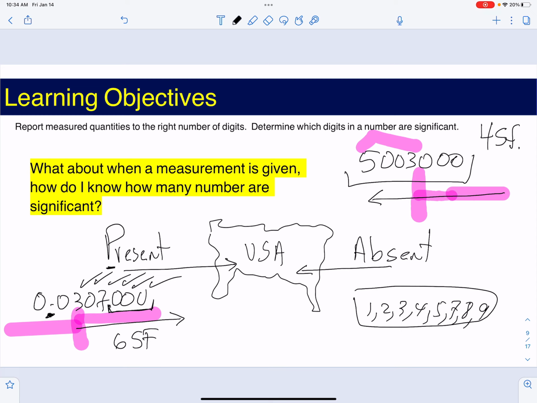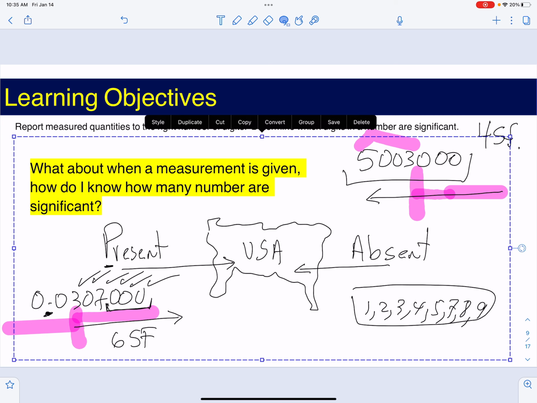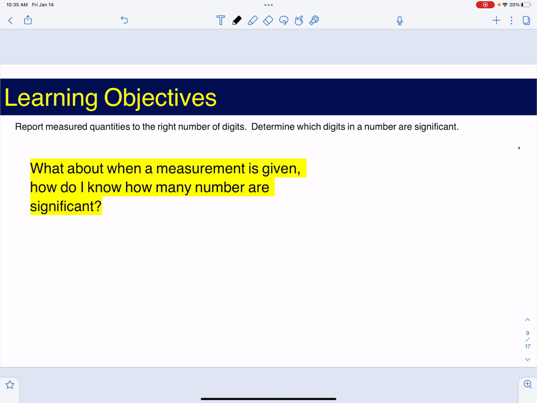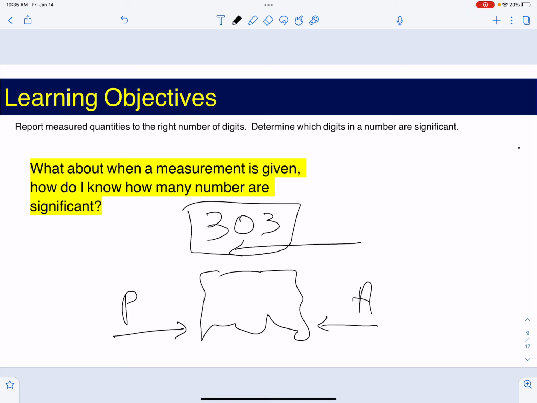So let's do a few more problems here. Let's say that I have 303, and I have the map of the United States, Pacific and Atlantic. On this number, the decimal is absent, so I'm going to go right to left, and I'm going to start counting the moment I find a number. Right there, 1, 2, 3. 3 significant figures.